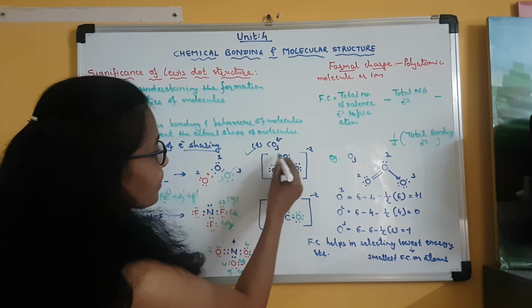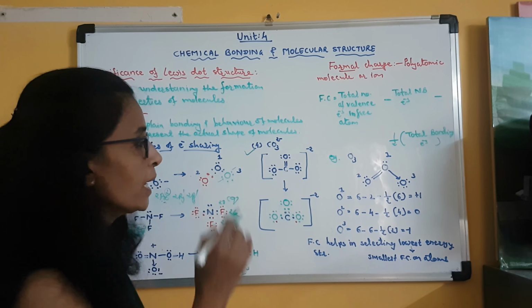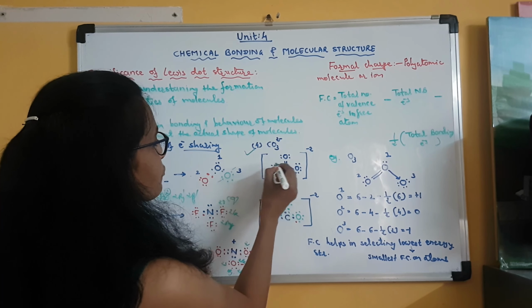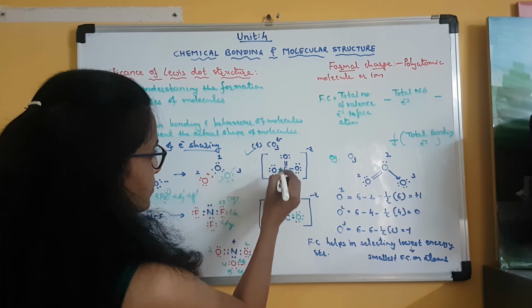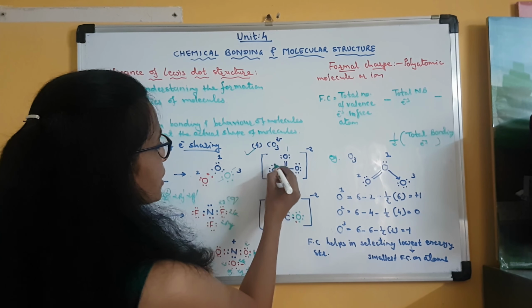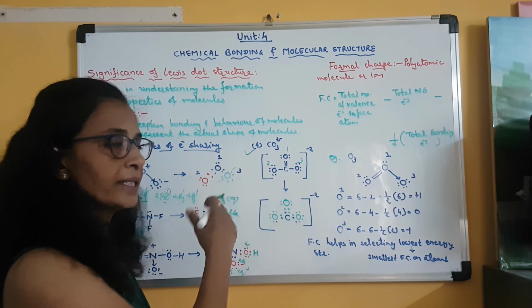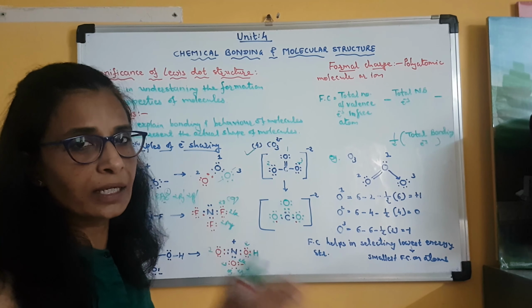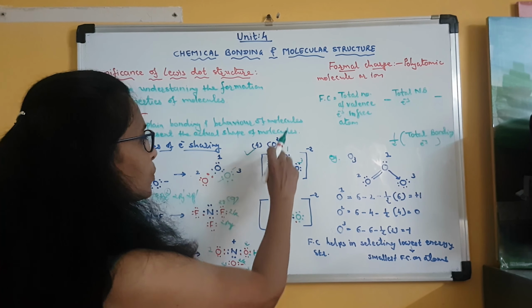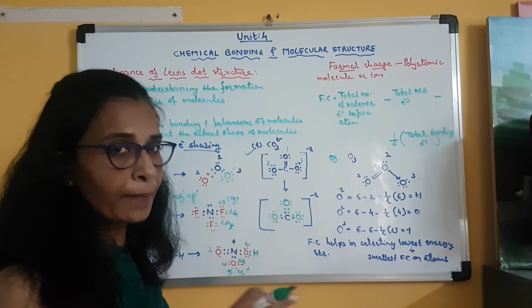Now in carbonate ion, in the textbook, this type of structure is shown, in which carbon has formed a covalent single bond with these 2 oxygen atoms. Suppose this is first oxygen, this is second, and this is third. So with the second and third oxygen atom, carbon has formed a covalent single bond. Clear? But with the first oxygen atom, it has formed a covalent double bond.